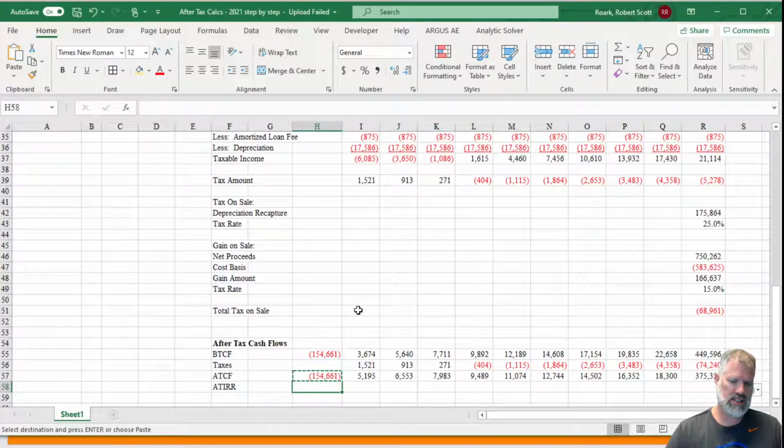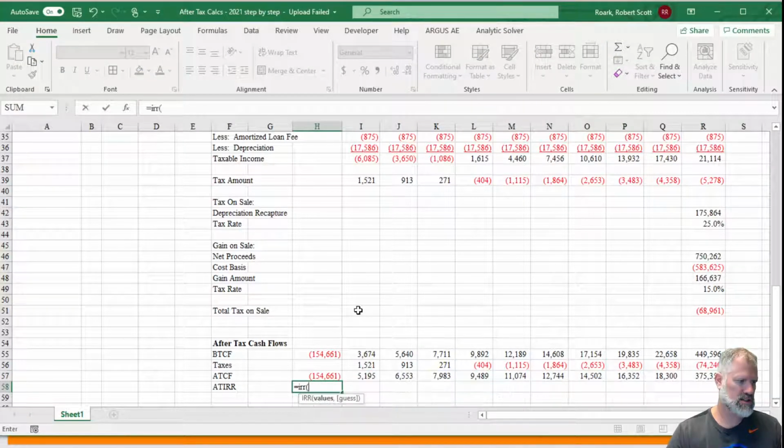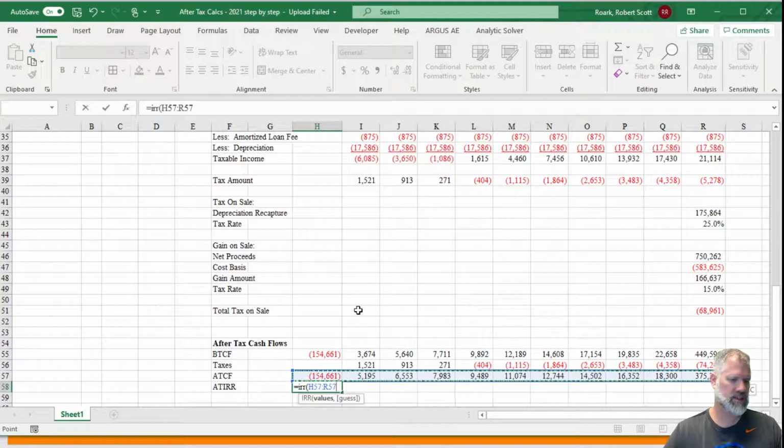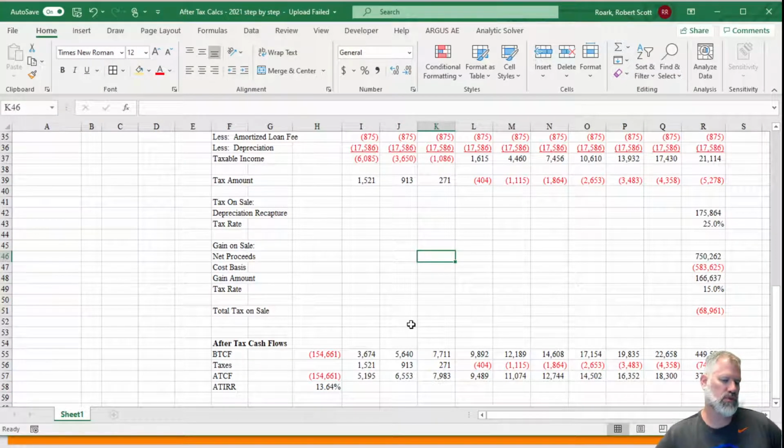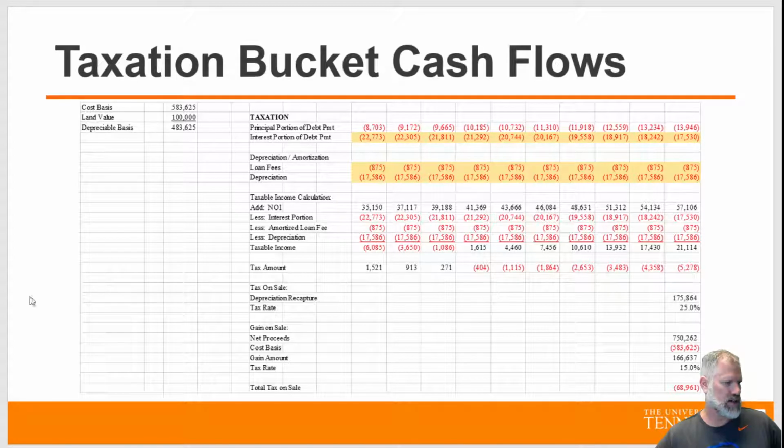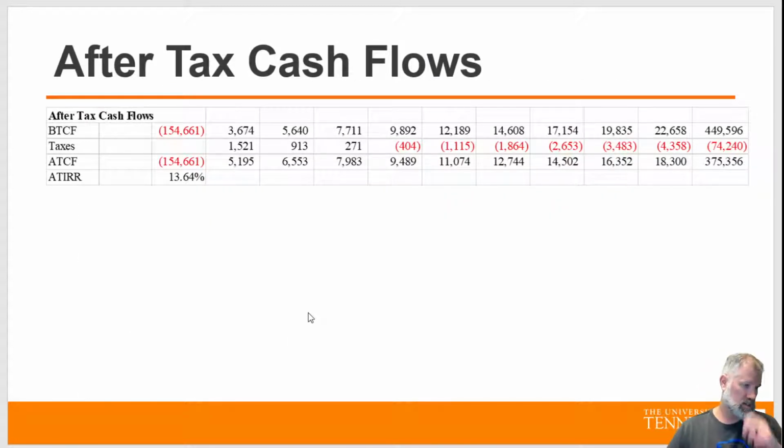And finally, I can do my after-tax IRR. This would be an after-tax leveraged IRR, by the way, because we've taken into account the debt. So I do that. Let me expand this a couple decimal places. 13.64% is my after-tax return after I've taken into account the leverage bucket and the taxation bucket. So 13.64% is my return at the end of the day. And if I go on to this very last slide, I see all of this stuff has borne out.